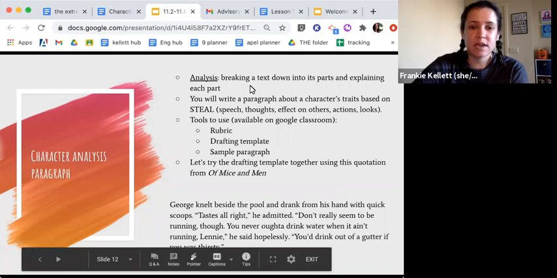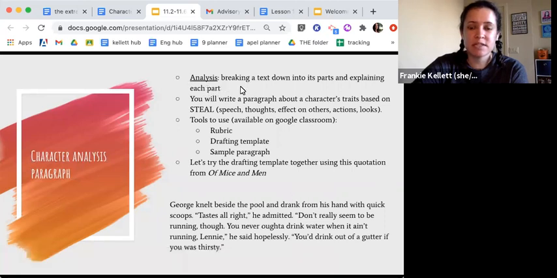Again, an analysis paragraph is breaking down a text into its parts and explaining each part, and then taking those individual details and putting them together to create a bigger picture. You're going to be writing a paragraph about a character's traits based on style. You can look at their speech, their thoughts, the effect they have on others, actions, and looks. Here are some tools you can use for your character analysis paragraph: the rubric, drafting template, and sample paragraph.